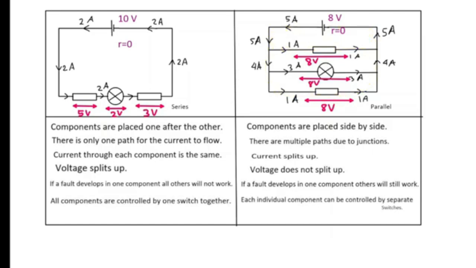Now the next point is about controlling these components. Now let's say in a series circuit, if you put a switch here, when that switch is off, all of these things are not working. If you close the switch, all of them will start to work together. So all components are controlled by one switch together. Whereas in a parallel circuit, the situation is different.